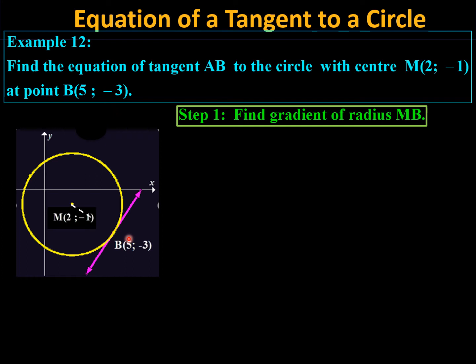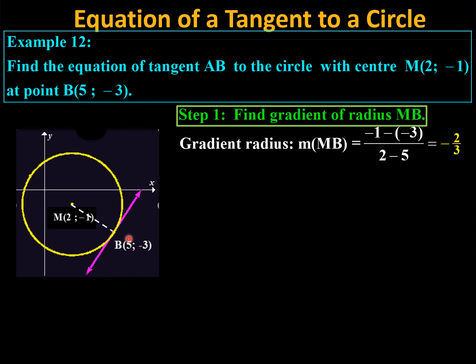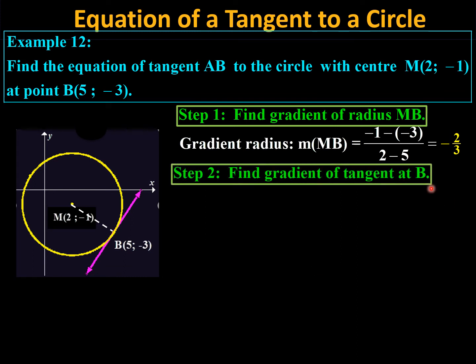So I can calculate that gradient. And the gradient there, we can see it's a negative. So it's negative 2 over 3. Now we need to find the gradient of the tangent, and you know this one, they are perpendicular, so if this gradient of the radius is negative, the tangent one there will be positive. If that is 2/3, the other one will be the reciprocal, which is 3 over 2.